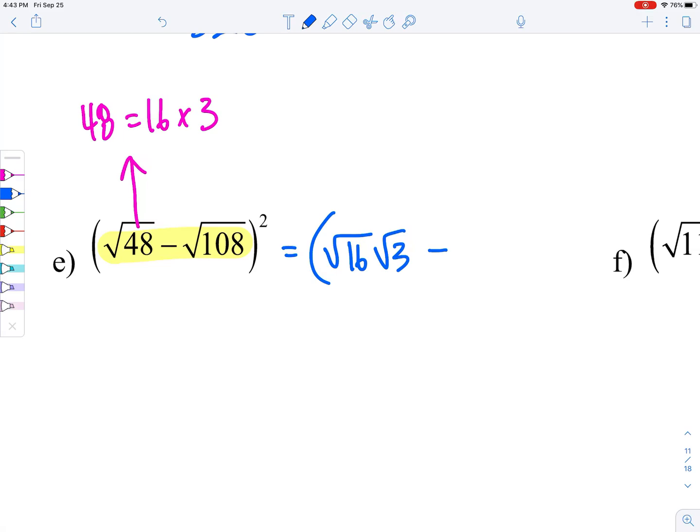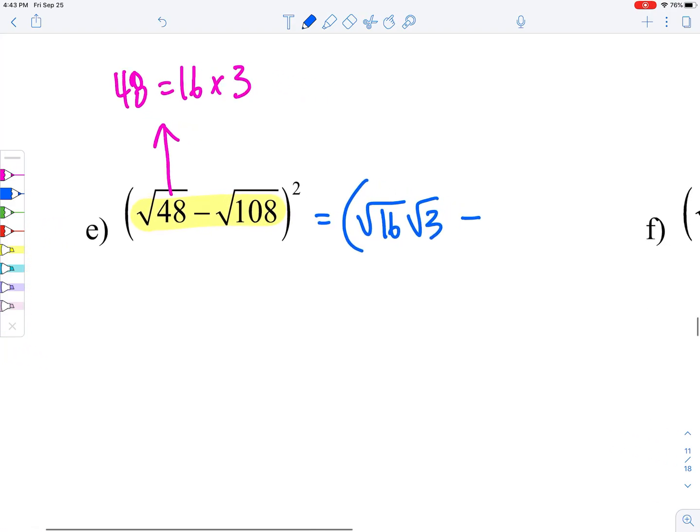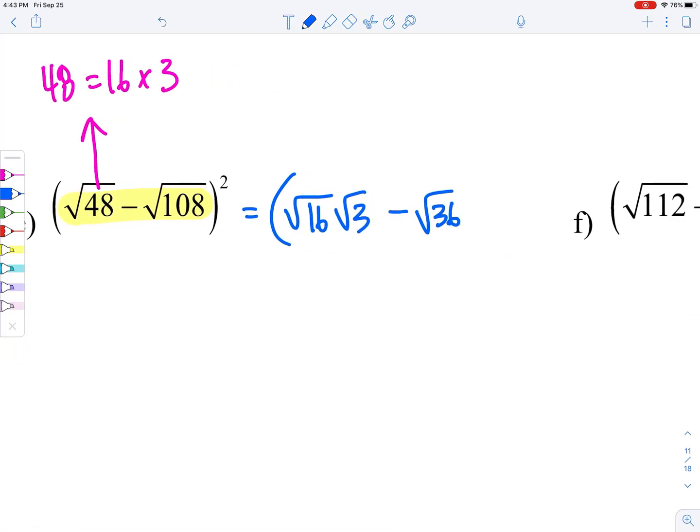So 108, if I'm going through the perfect squares, so I had 100, nope. 81, nope. 64, nope. 49, nope. 36, I think so. So 108 divided by 36 is 3. So that's it. It's got a 36 in there. So I can write this as root 36 root 3. And that was because 108 was 36 times 3. Nice perfect square here. Different perfect square there. Oh, and that whole thing was still all squared.